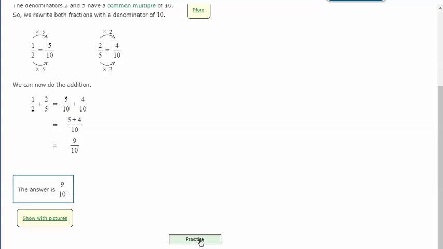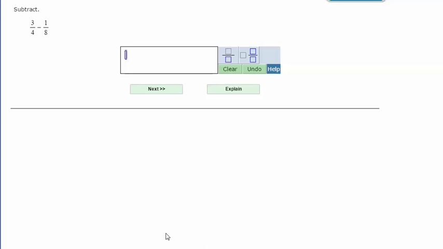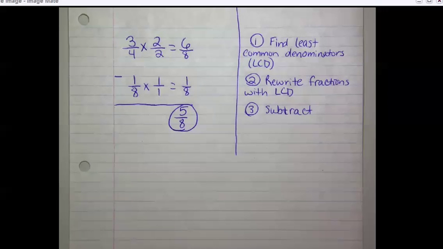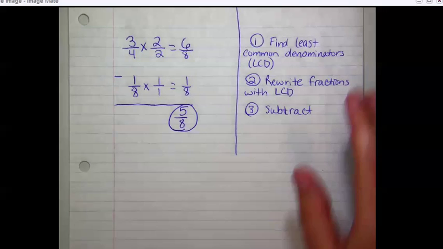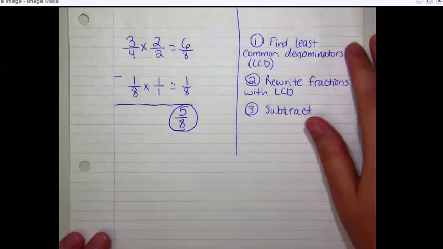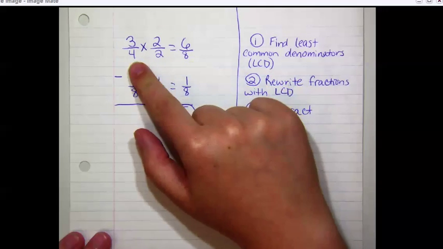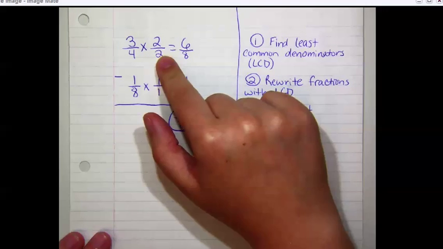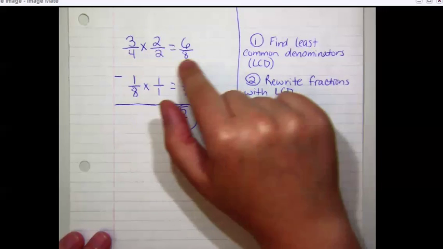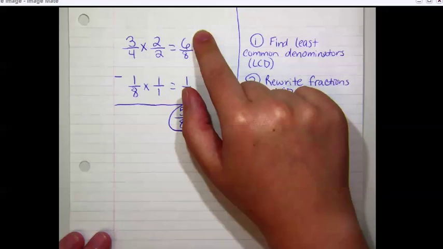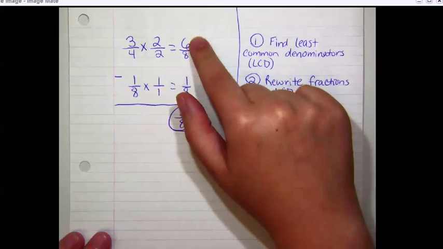Let's try another one. Subtract 3/4 minus 1/8. Here are my notes. 3/4 minus 1/8. First, I need to find the least common denominator, which is 8. And so 4 times what is 8? Well, 4 times 2 is 8. So what I do to the bottom, I have to do to the top. 4 times 2 is 8, and 3 times 2 is 6.